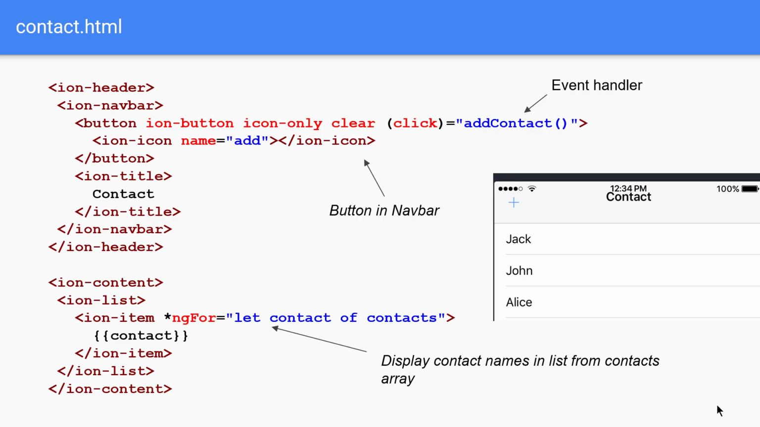Here we can see a component's HTML template that includes a button with a click event. Below this is an ion list that will iterate over a list of contacts from the contacts array, and it will be using an ng-for structural directive to do this.